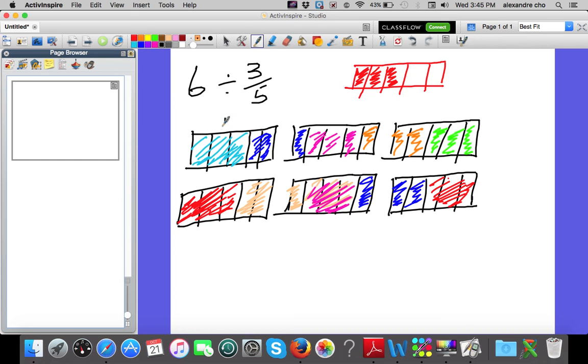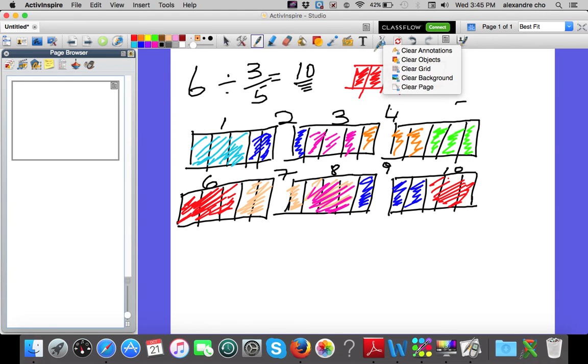So there's 1, 2, 3 pink, 4 orange, 5 green, 6 another, this light rosé, 7, this 8 pink, the 9 blue, and the 10 red. So if you had 6 whole chocolate bars and you break them up into 3/5, you'd be able to make 10 little portions over here.